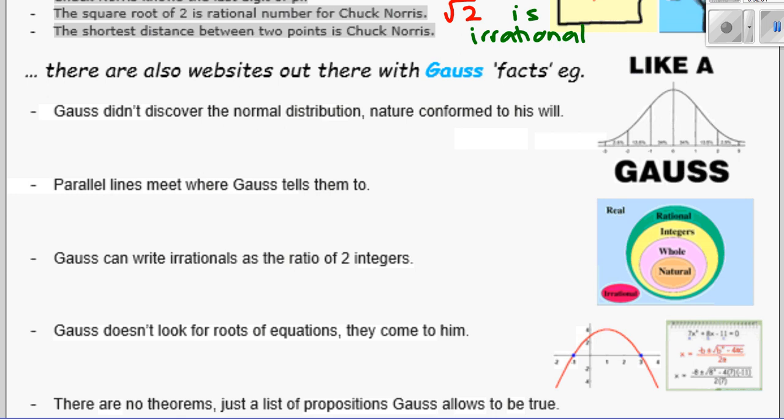Gauss didn't discover the normal distribution. Instead, nature just made itself follow that mathematics and conform to his will. Because he came up with this after looking at loads of data, loads of measurements of things in nature and things in society. So lots and lots of data generated this. They're joking that he came up with it and the world conformed to it instead. So that relates to your topic, the normal distribution.